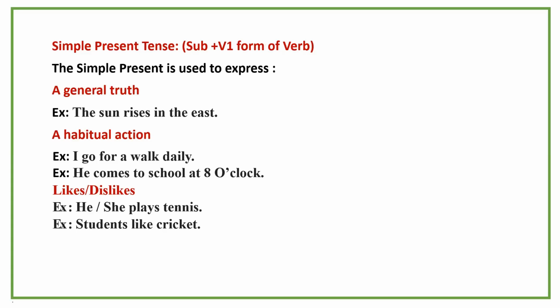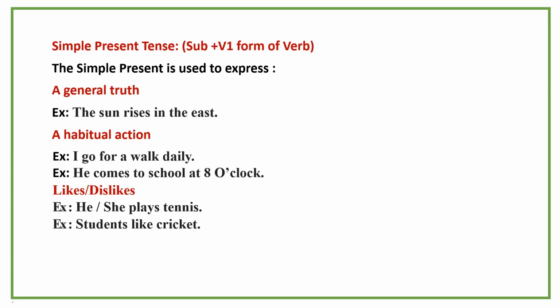If you see simple present, we use this tense to express universal truths, habitual actions, likes and dislikes. General truths. What are the general truths? The sun rises in the east. The earth revolves around the sun. The cow has 4 legs. All these sentences we express in simple present.